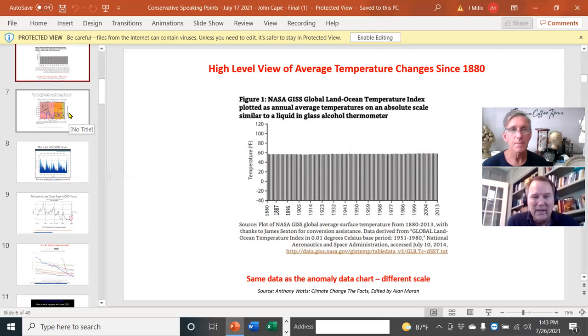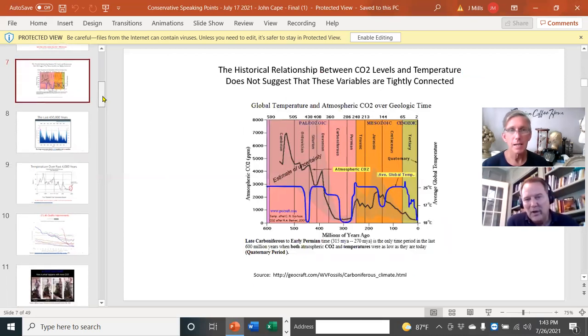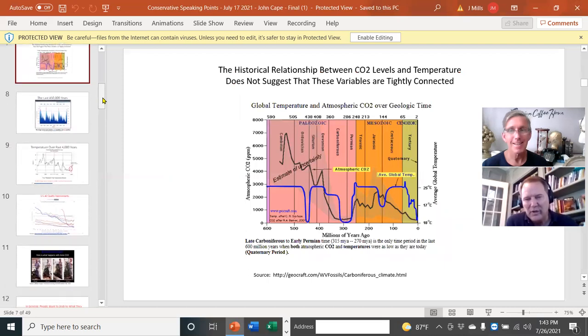So the next slide shows 600 million years of the Earth's history. This is a reconstruction of what's happened with carbon dioxide and temperature over time. The black line that goes from the upper left of that graph down to the lower right of that graph is how carbon dioxide concentration in the atmosphere has changed over time. The blue line shows how temperatures have changed over time.